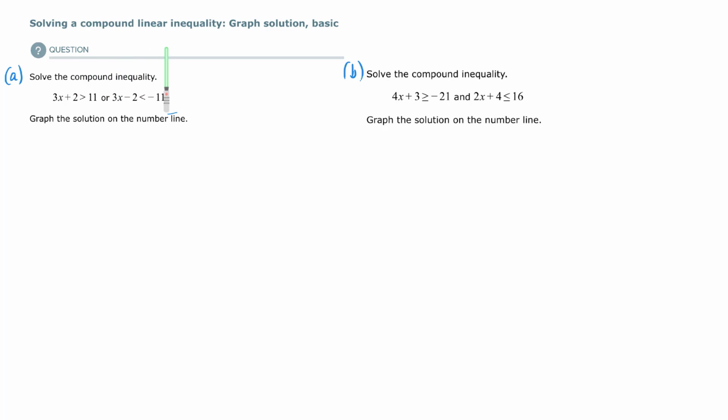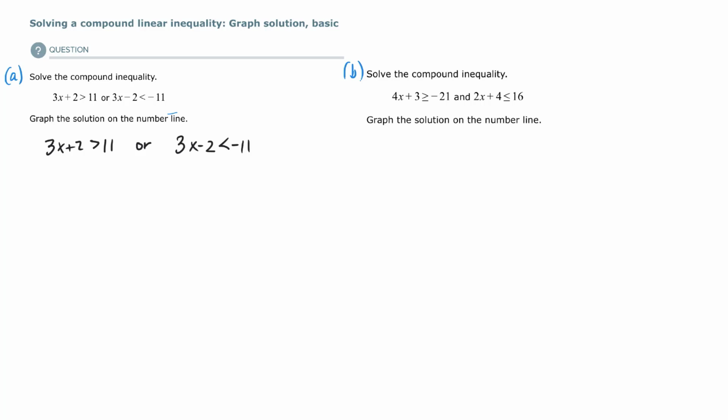Solving a compound linear inequality. Solve the compound inequality. 3x plus 2 greater than 11, or 3x minus 2 is less than negative 11. Let's see what we can do with this. First thing I'm going to do is just recopy it so that I have more room. The key word here is or, and or is a disjunction in computer science.